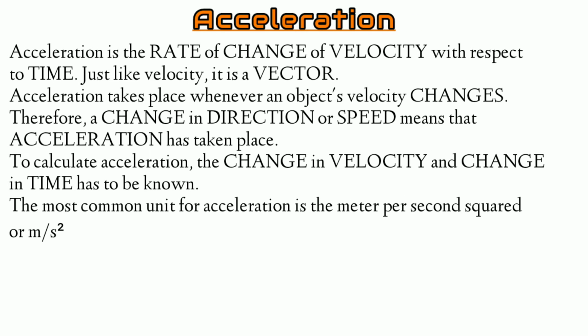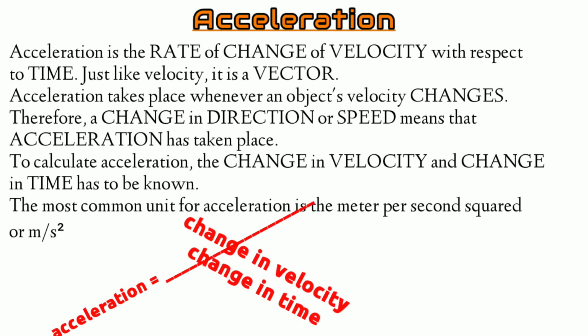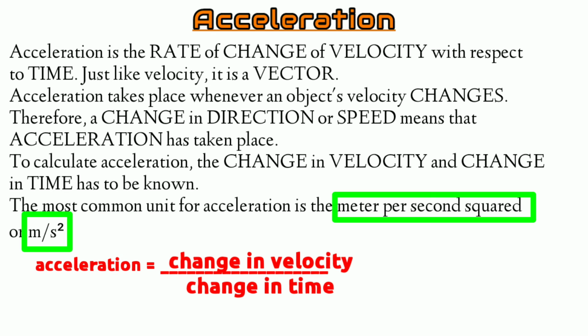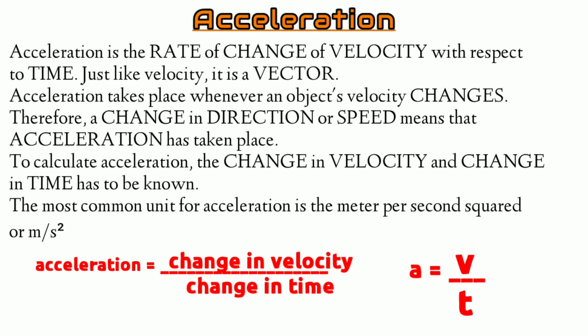Acceleration is the rate of change of velocity with respect to time. Just like velocity, it is a vector. Acceleration takes place whenever an object's velocity changes. Therefore, a change in direction or speed means that acceleration has taken place. To calculate acceleration, the change in velocity and change in time have to be known. The most common unit for acceleration is the meter per second squared. Acceleration equals change in velocity over change in time. In symbols, a equals v over t.